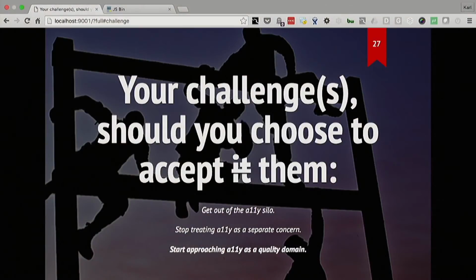And then finally, this is my last slide. Your challenge, if you accept it: get yourself out of the accessibility silo. Nobody ever solved accessibility by being the only person who ever talked about it. Stop treating accessibility as a separate concern and start approaching accessibility as a quality domain. And that's it. That's me. I'm Karl Groves, and that's my contact information.